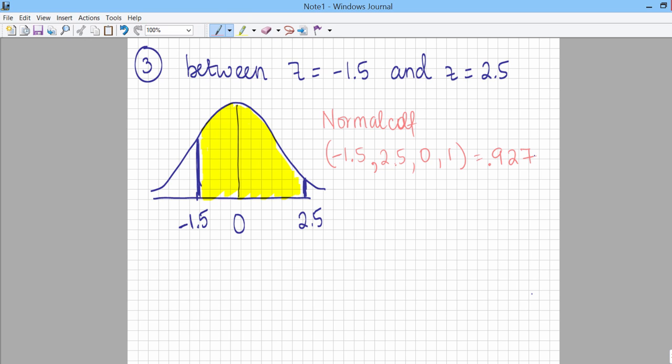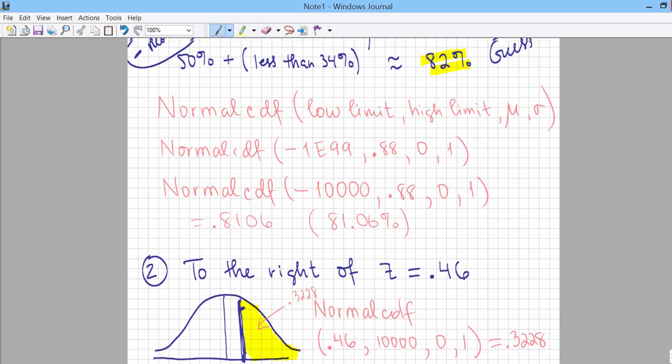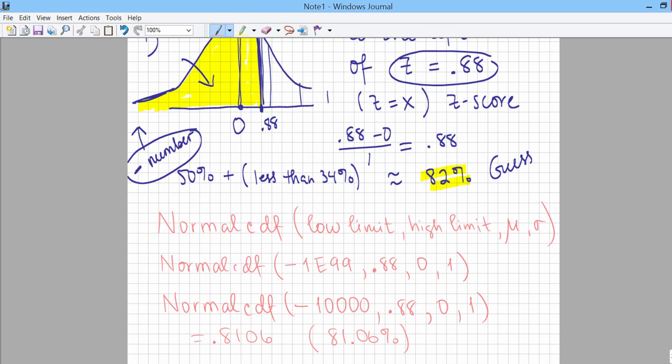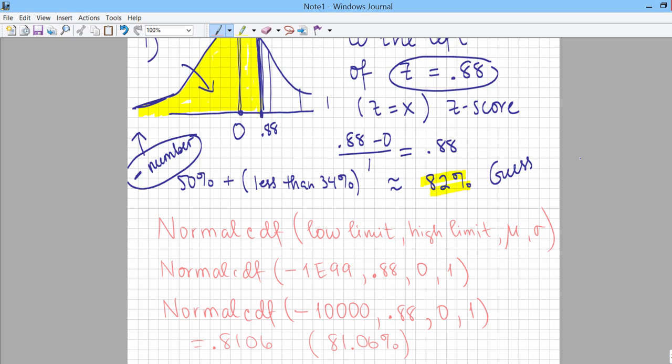All right, so that's the first command that you should know how to use on your calculator. And again, the order matters, how you're going to plug it in. So the low bound, the high bound, then the mean, and then the standard deviation. You can't switch them out. They have to come in this order.